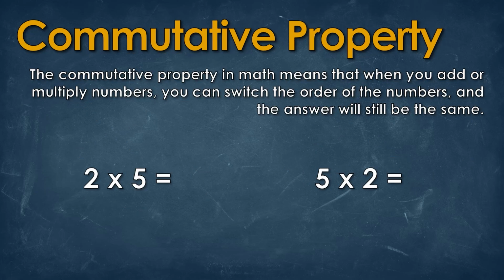Now let's take a look at the commutative property. It is very similar to the associative property, where it just means the order in which you multiply two numbers or multiple numbers together will give you the same answer. 2 times 5 is equal to 10. 5 times 2 is 10.